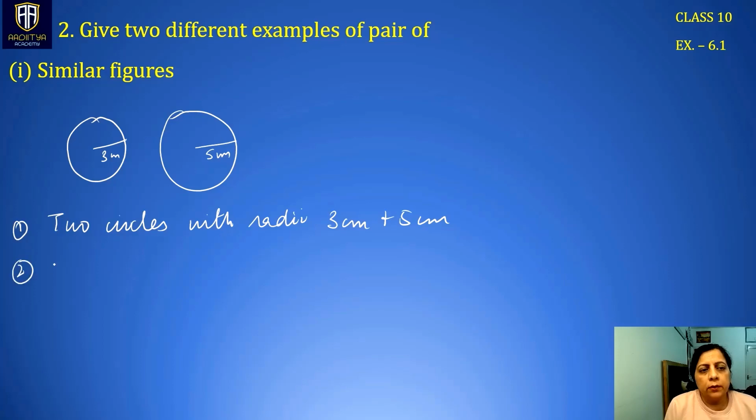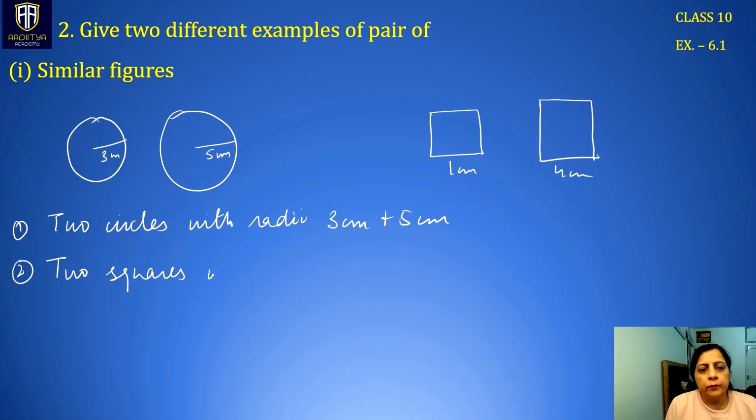One more example, you can write two squares. We know all the angles of a square are 90 degrees, so all the squares are similar. One you can take 1 centimeter, the other maybe 4 centimeter. So for two similar figures, two squares with sides 1 centimeter and 4 centimeter respectively. You can also give examples of similar figures in the case of equilateral triangles. If you want one more, equilateral triangles are also similar figures.